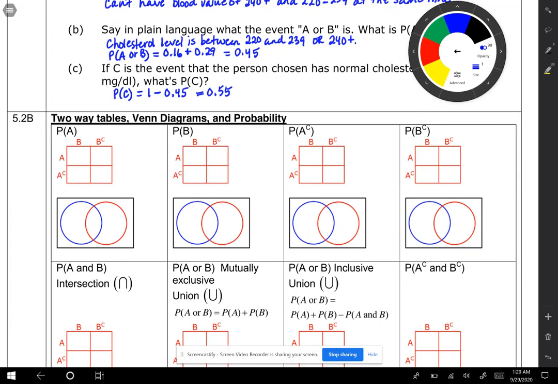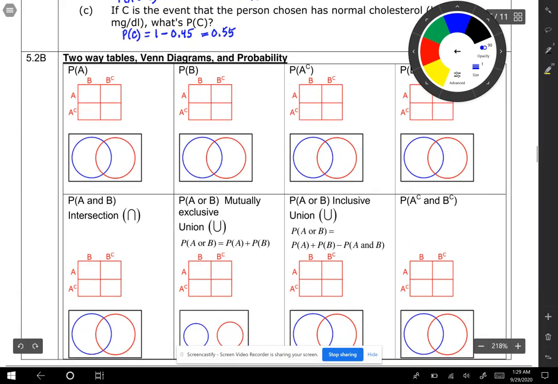Hopefully you don't have any questions on it, but if you do, we can talk about it after we do 5.2B. So 5.2B is a really nice section that I like because I really like visual ways to represent probability. And today we're going to do the two-way tables and Venn diagrams. And then in 5.3, we are going to talk about tree diagrams.